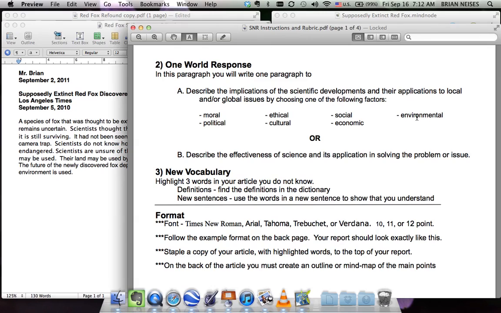What I want us to avoid, though, is to just assume that because it's talking about an animal outside, it's automatically environmental. That's not necessarily the case. Does the discovery of the red fox talk about the implications and what that means for the environment of the Sierra Nevada? I don't really think the article is discussing that too much.